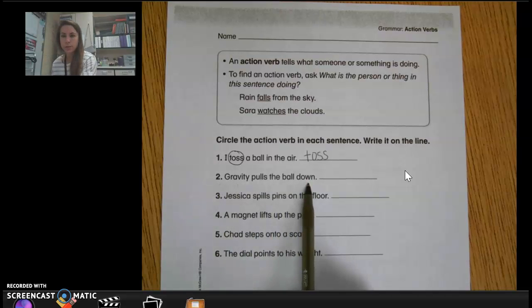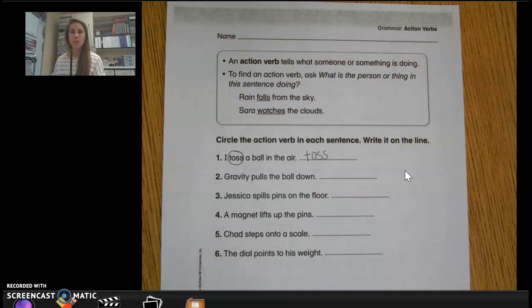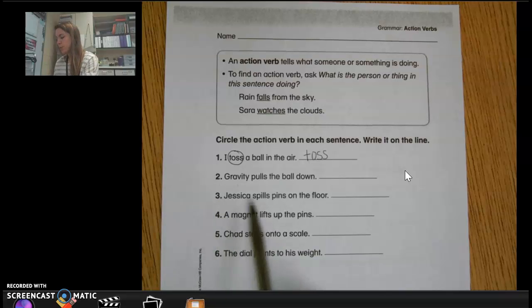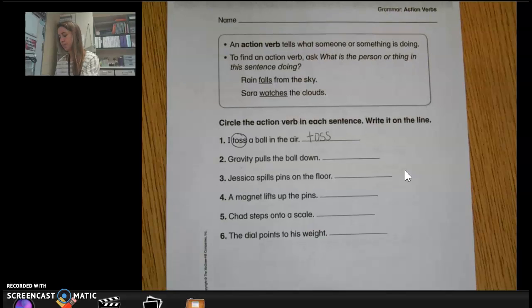So what I want you to do after I read each sentence is pause it and do it. Gravity pulls the ball down. So pause the video, circle your action verb, and write it on the line. Number three, Jessica spills pins on the floor. So again, pause it, circle your action verb, write it on the line. Number four, a magnet lifts up the pins. Pause, circle your action verb, and write it on the line.